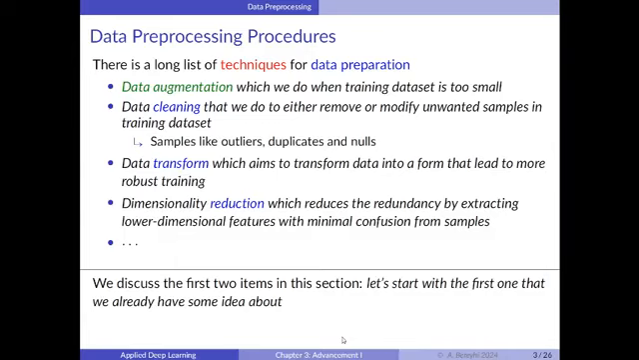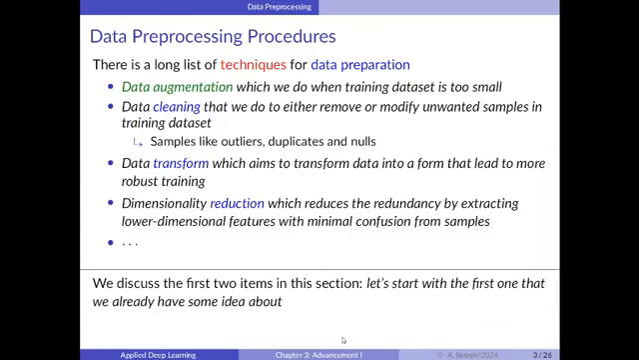Another thing is data transformation, which is different from data augmentation. With data transformation, we want to make the data robust. For example, if the data is not in the range of 0 to 1, maybe we want to scale or rescale it. It's somehow adjusting. It's not something very important, but it's important in training, and the concept is there.